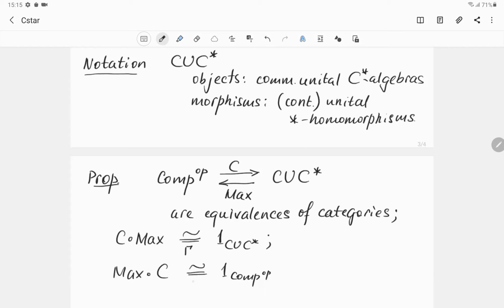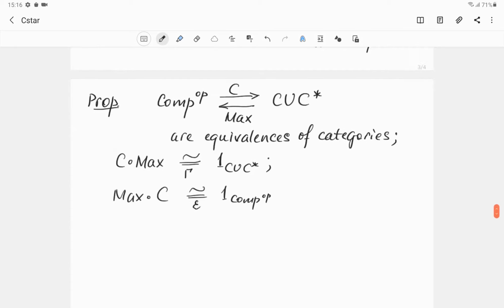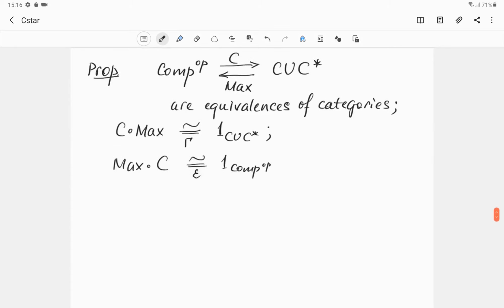by means of the natural isomorphism epsilon, which was already discussed in the previous lecture, and which sends each point of a compact space X to the respective evaluation character. So this is the category theoretic interpretation of the Gelfand-Naimark theorem in the unital case. In the non-unital case, it's also possible to give a similar result, but it is slightly more delicate. So probably we'll discuss it a bit later after we discuss multiplier algebras.